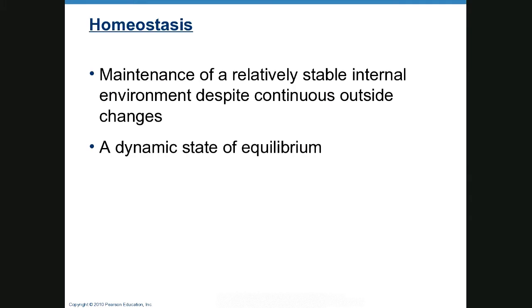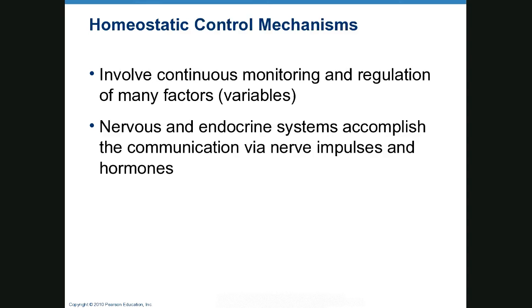Okay, homeostasis is a maintenance of a relatively stable internal environment. For instance, if it's 100 degrees in the room, your body needs to be 98.6. If it's 40 degrees, 98.6. You have a stable environment. And we have control mechanisms. Generally, the nervous system and the endocrine system are essential for regulating bodily systems.